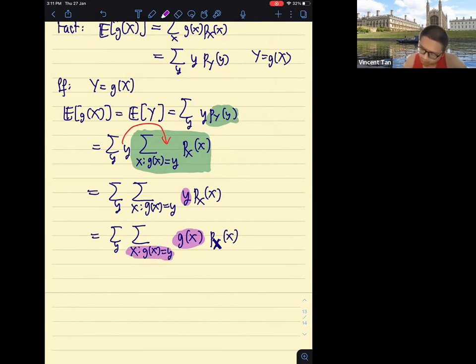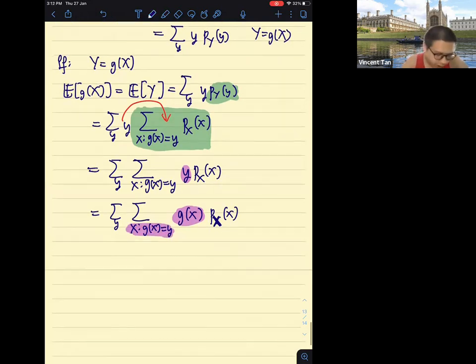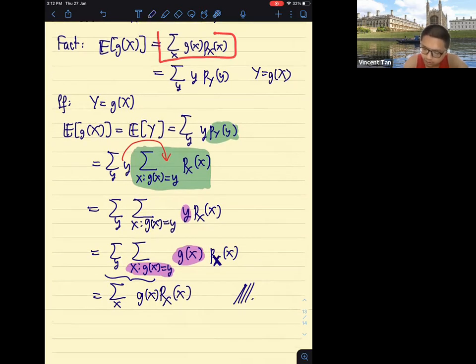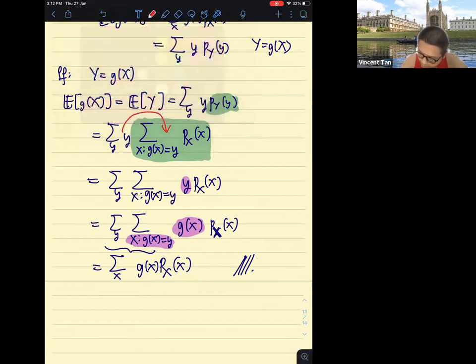All right. So now what do we have? We can actually collect all these sums together. And this is basically the sum over all possible values of x, g of x, p_X of x, as desired. So this is basically the shortcut formula, let me call it, the shortcut formula to computing the expectation of some function of x. Is that clear? Is there any step that is unclear? So maybe the step that's unclear is this transition here. How come this becomes this sum here?